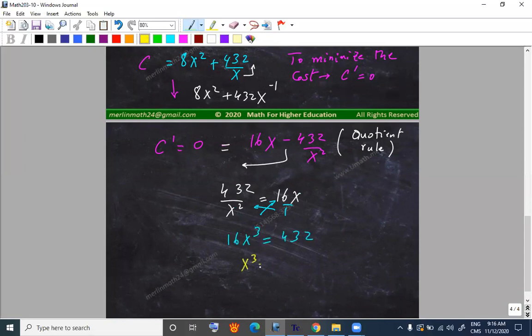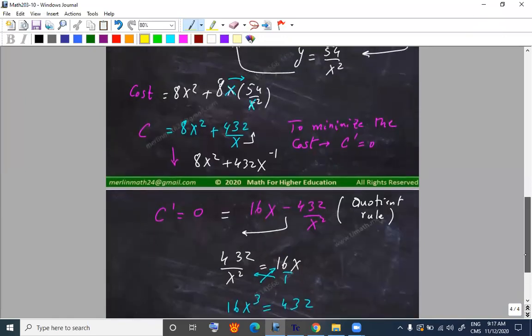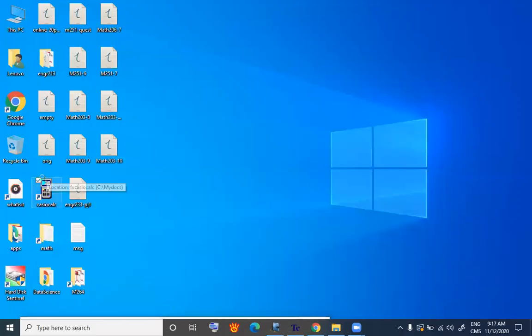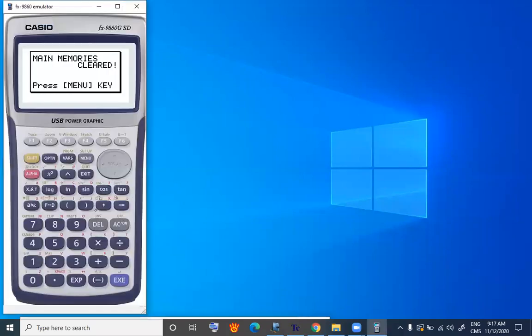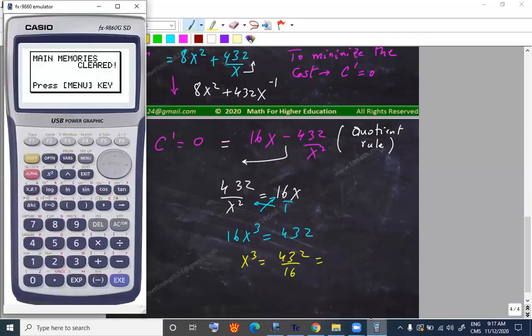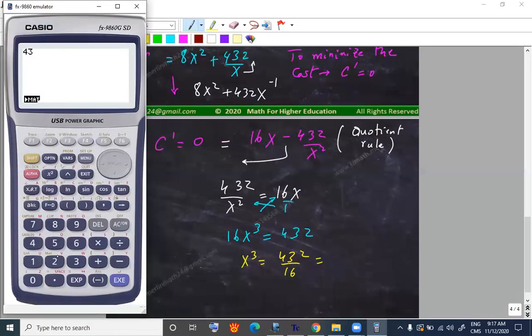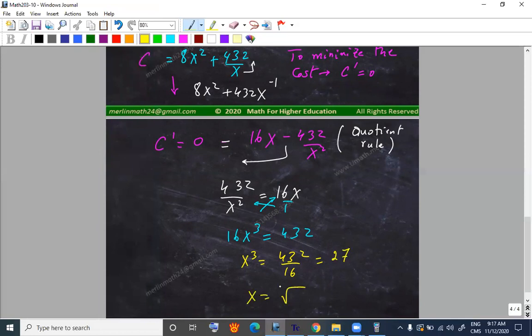That's it. The cube would be, use a calculator, how much do you get? And then the cube root of it. 432 over 16, how much do I get? 432 is 8 times 54. Anyhow, we can use a calculator. That's 27. Yeah, it's 27. It's a nice number. Sometimes you don't get such nice numbers. Okay, 27. And then x would be the cube root of it.